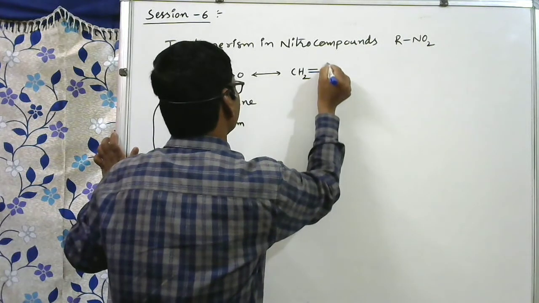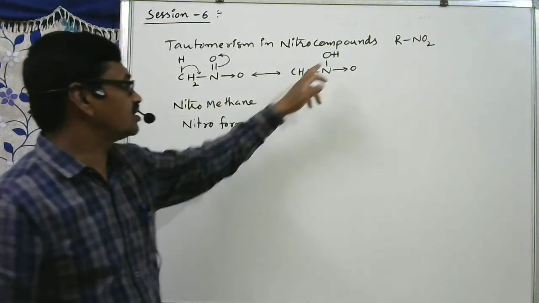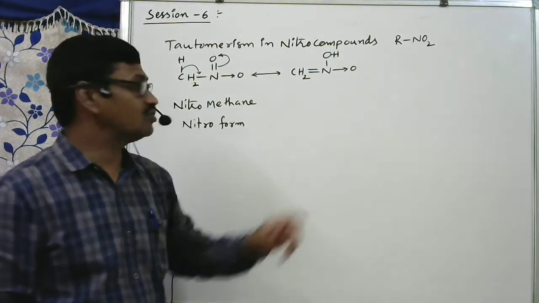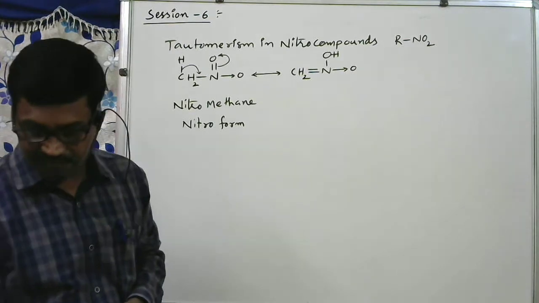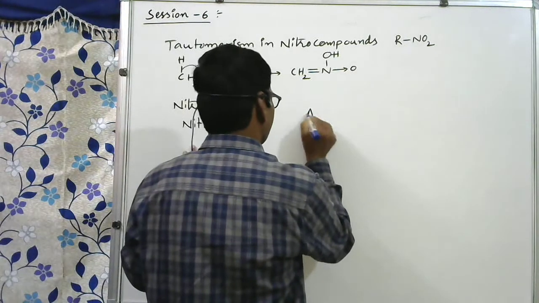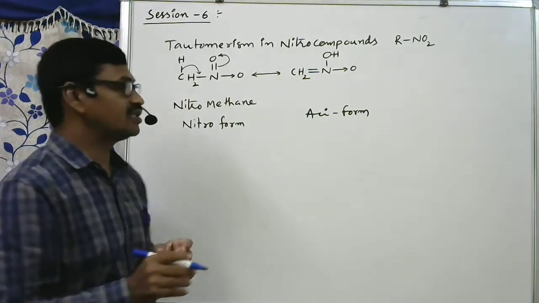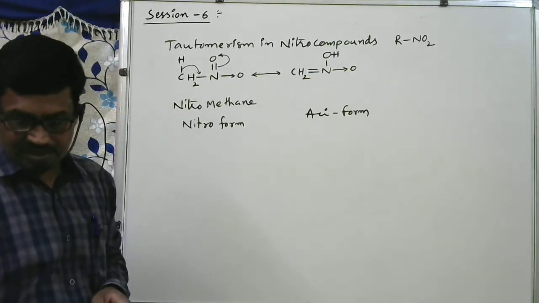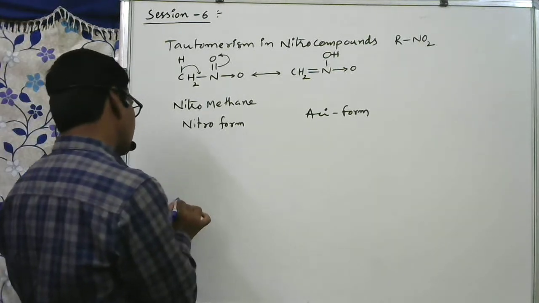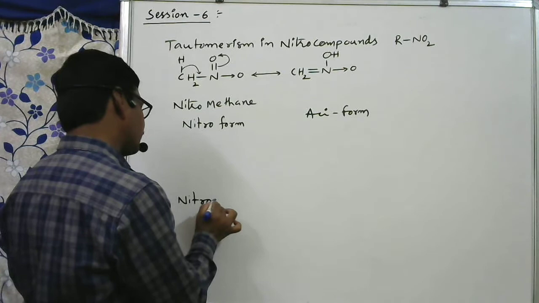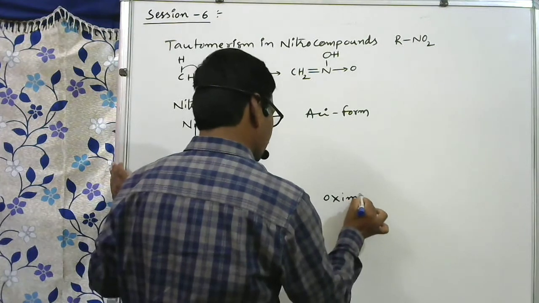Here, double bond N, here O, H, then O. This is the acid form, because this hydrogen is now acidic. The hydrogen which is directly attached to the more electronegative oxygen can be easily eliminated, so we say it is the acid form. This is the nitro form. In this way, we can expect tautomerism in nitro compounds, and we can even write nitroso and oxamino forms for nitroso compounds.